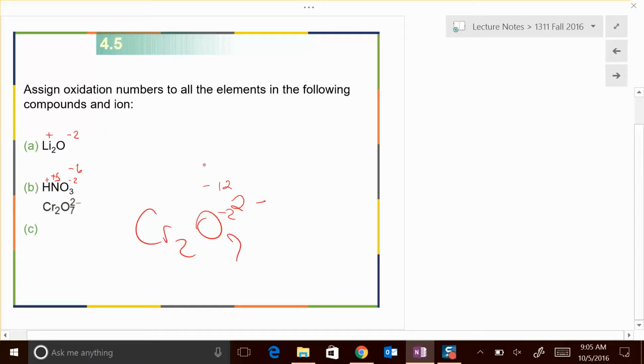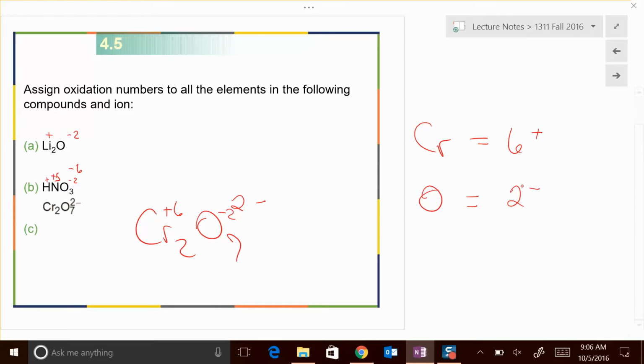What is the oxidation number of chromium? It's +12 for 2 of them. What is the oxidation number for chromium? +6. Okay? Chromium has a +6 oxidation number. Okay? That's how I identify. So if I was identifying the oxidation numbers of chromium and oxygen here, I'd say chromium 6+, and oxygen is a 2-. Okay? And those are their oxidation numbers.